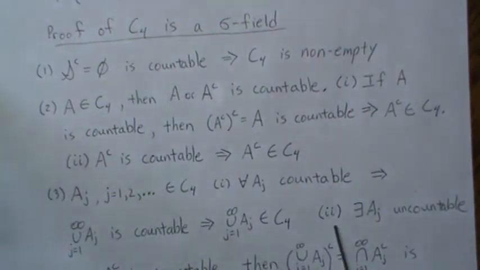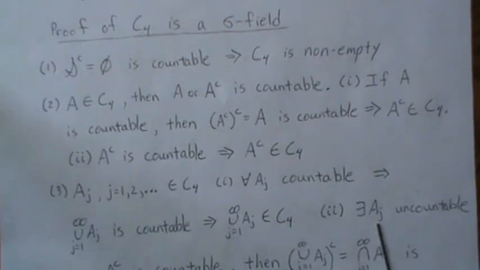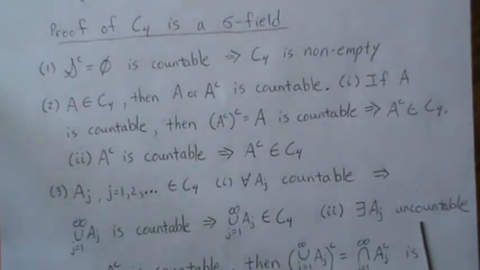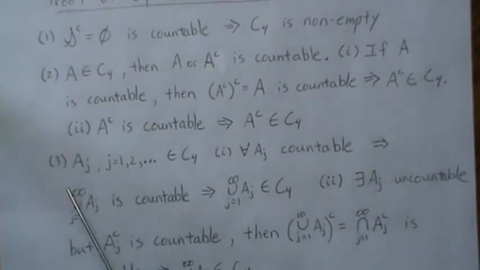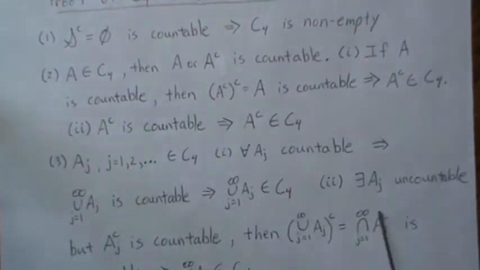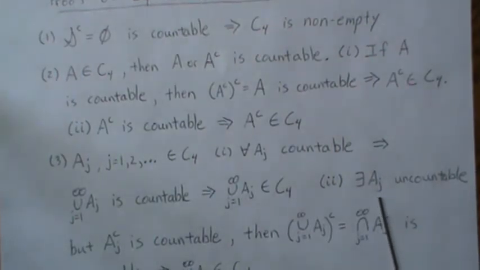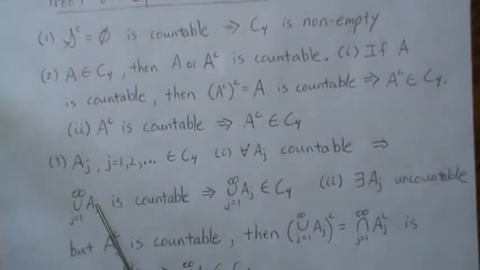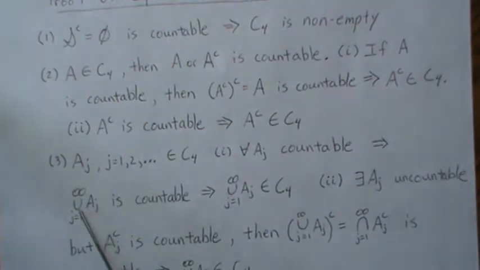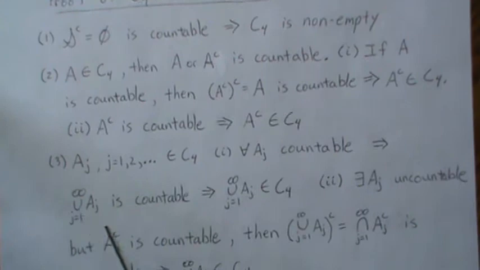Well, 2, there exists an A_j that's uncountable. Remember, only the A_j or A_j complement has to be countable. So let's assume that one of them is uncountable, meaning its complement is countable, which is this. So now we need to show that this union is in C4.